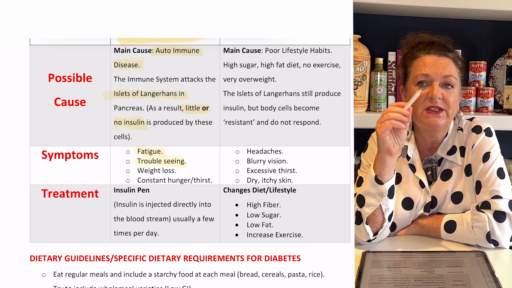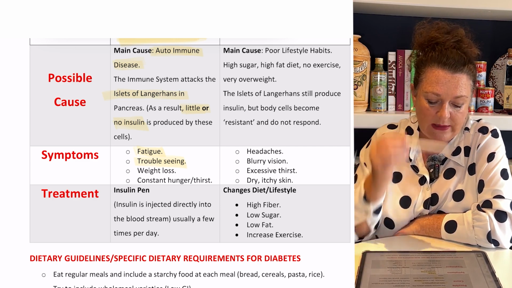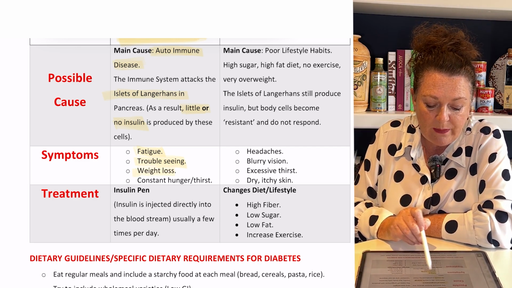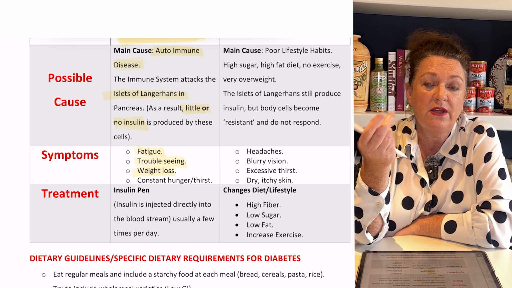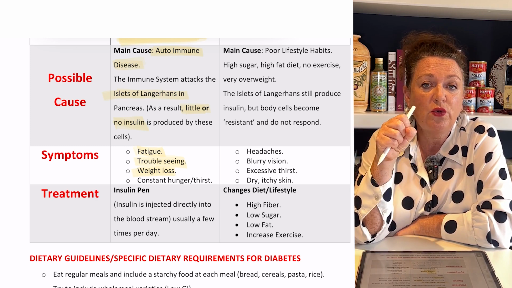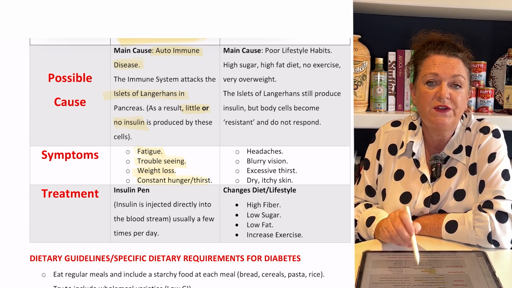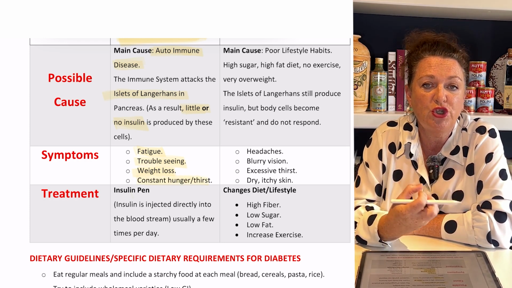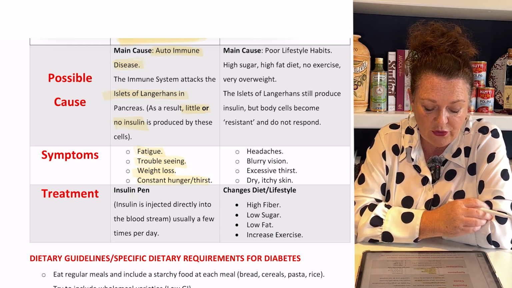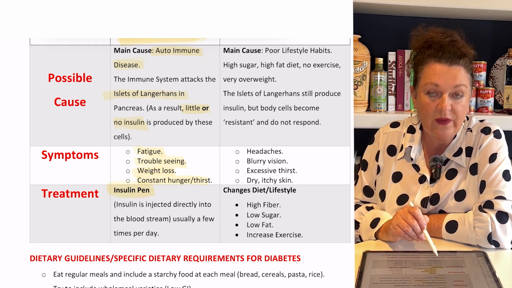Trouble seeing. This is because at the back of the optic nerve, glucose levels build up. A lot of people will lose weight because the glucose is not being retained by the body, and you're hungry or thirsty because your source of energy, your sugars, are being lost in your urine. Treatment is an insulin pen or an insulin pump, but we'll stick with the insulin pen.